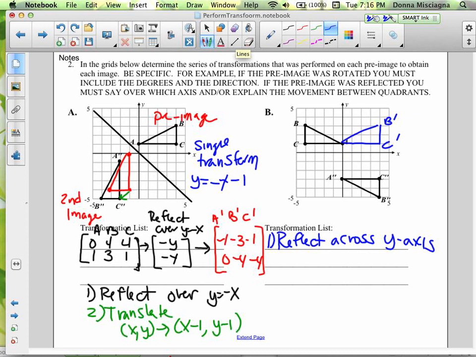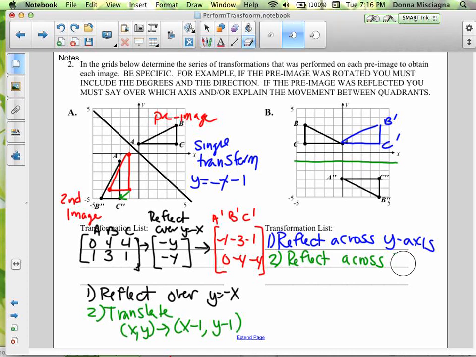If we choose the right reflection, we can do it in one. And where's going to be our line? Right there. All right, so we can do this one as reflect across the y-axis and reflect across y equals -1. Right, and that will map our figure. This one will be right down here.